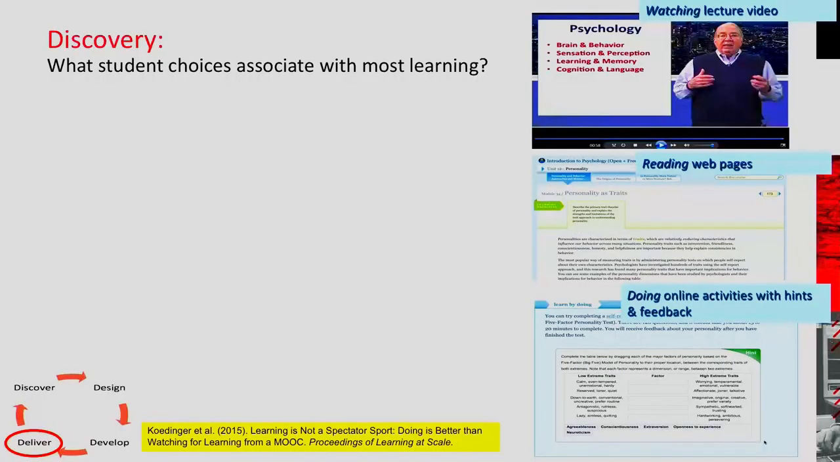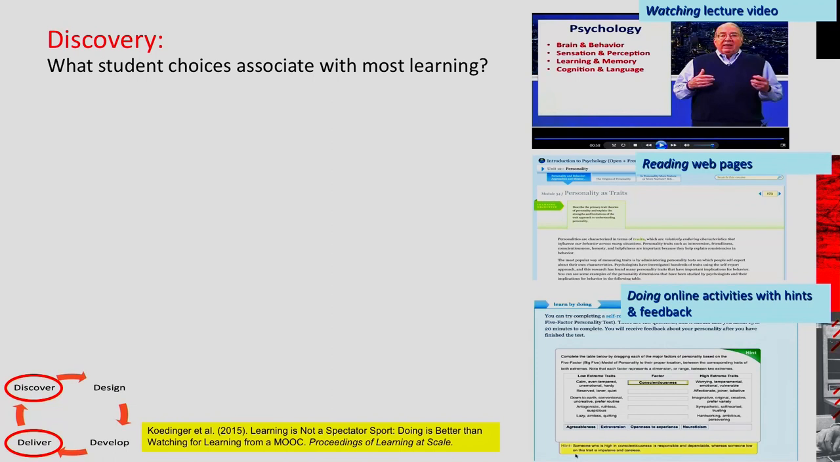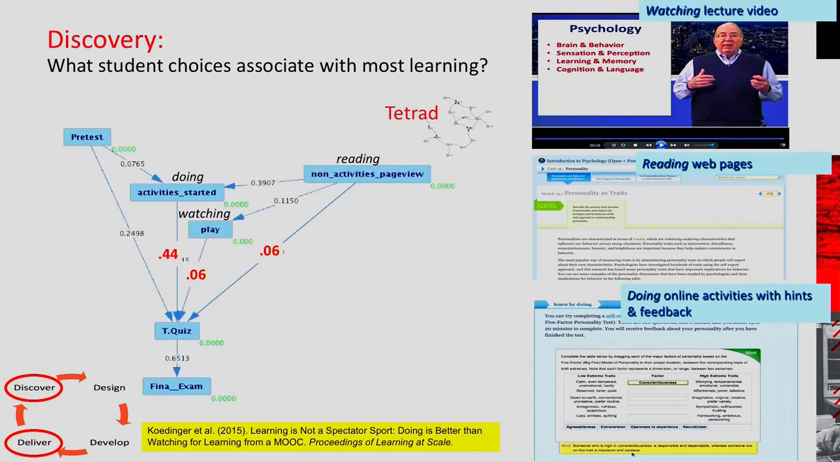Doing natural language processing, by the way, is part of the toolkit, if you're interested in that, as an aside. So the question, again, is what student choices associate with the most learning? And I want to emphasize, again, that the way these courses are delivered makes this analysis possible, because all the data is being stored. We put this data through Tetrad, and Tetrad produced this causal model you saw a little bit of yesterday.